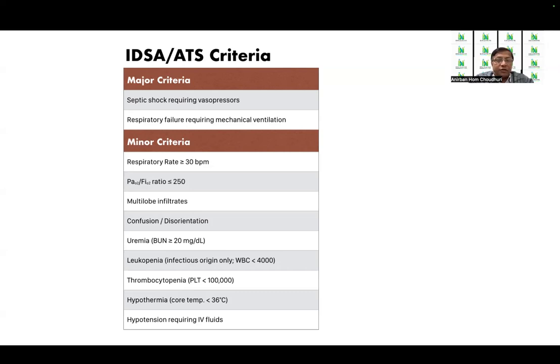The patient is either confused or disoriented on CNS examination. Blood urea nitrogen more than 20. The patient has leukopenia with a WBC count of less than 4,000, which can indicate infectious origin, or thrombocytopenia with a platelet count of less than 1 lakh. Hypothermia, less than 36 degrees core temperature, and hypotension requiring IV fluids.